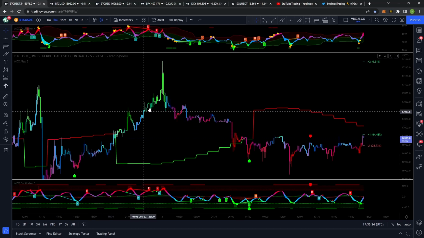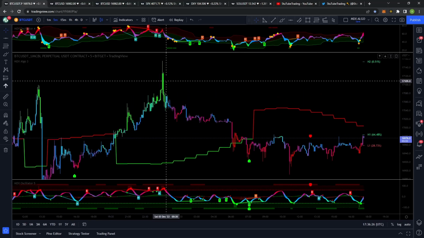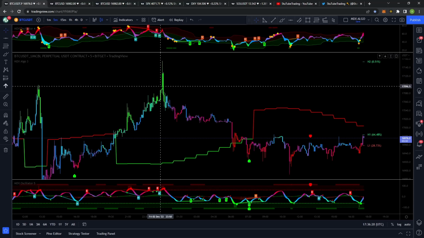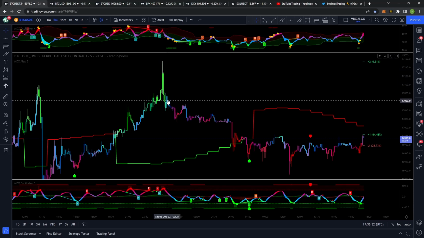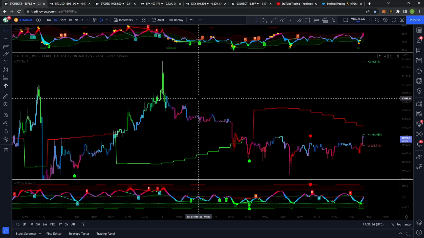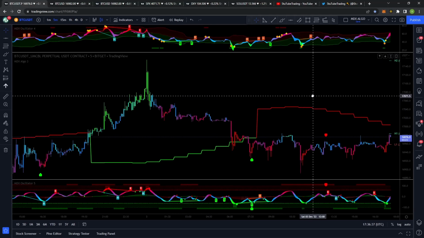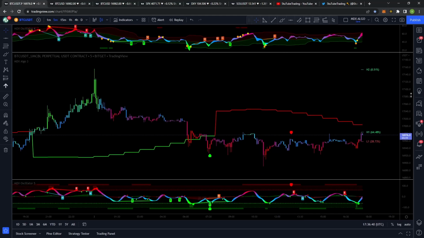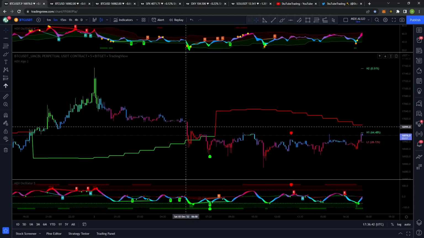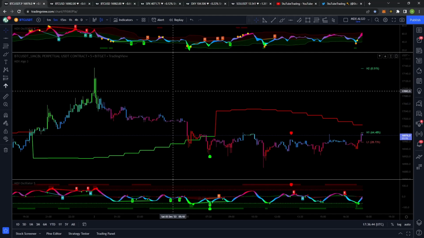Just like up here, when we were blasting off, we were a bright green. And as soon as we started to cool off, we started to lose that buying pressure, so it's just changing a little bit. That's all. It's nothing too significant. I honestly think it's more just to make it look cool. But yeah, it's just a bit of a shift in momentum when you're seeing the colors changing.